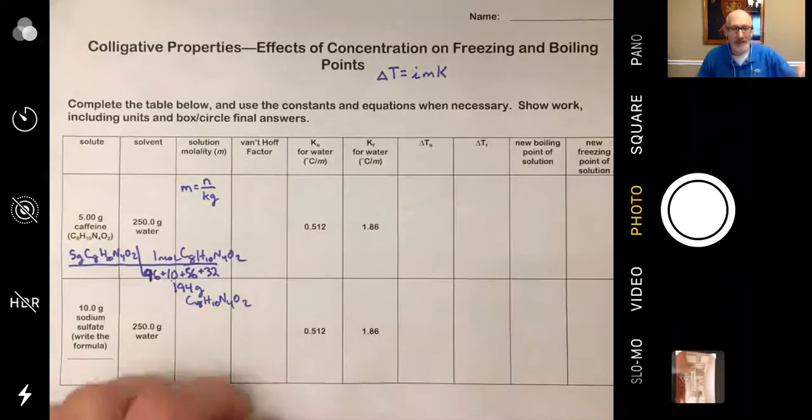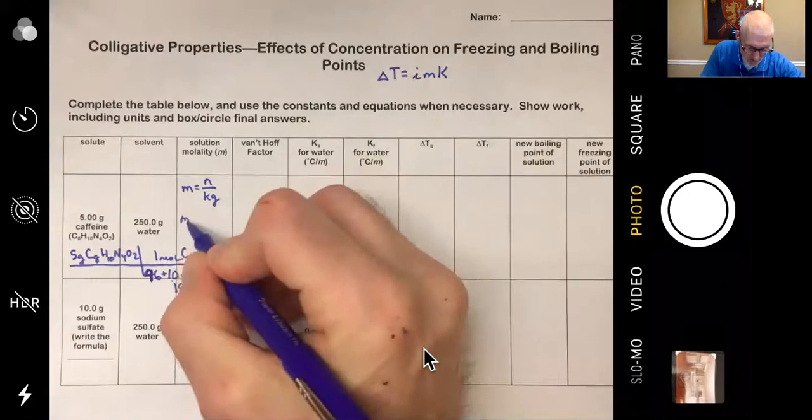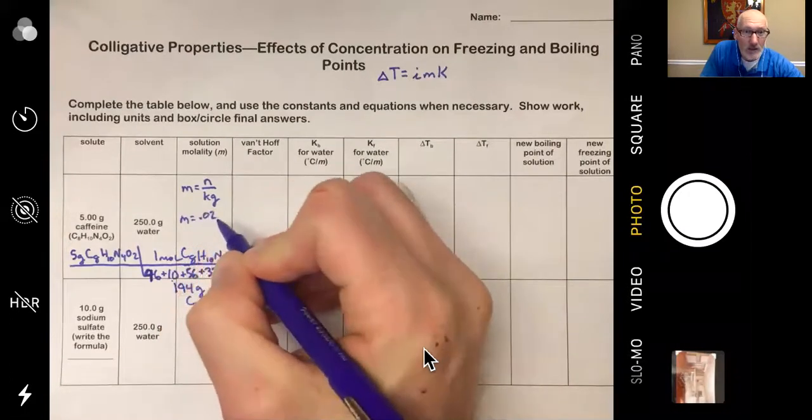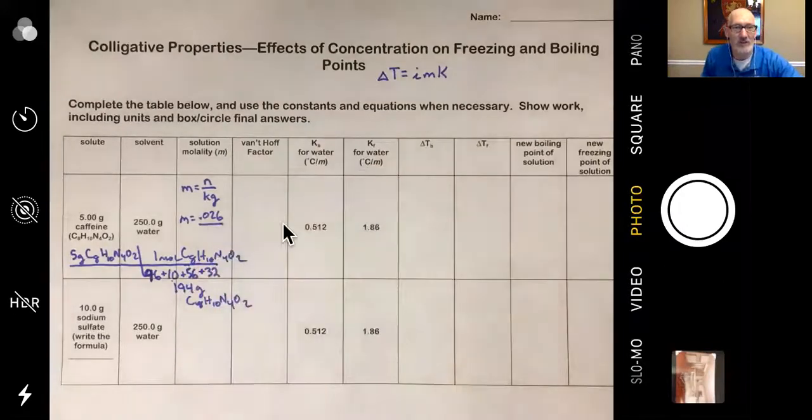C8H10N4O2. I'm going to try and do this on my calculator here on the computer without messing things up too much, and if you have the capability of it, go ahead and check me. I'm doing 5 divided by 194. 5 divided by 194, and 0.026 is what I'm getting there. So that's the number of moles that we're looking at.